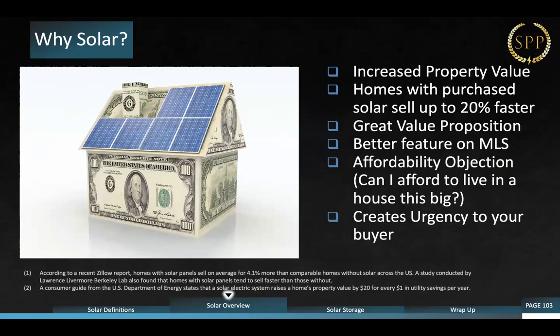Oh, it comes with solar, so it's actually going to drop that. And it creates urgency because they do sell 50% faster than homes without solar. You're going to get more bids on the house a lot quicker.